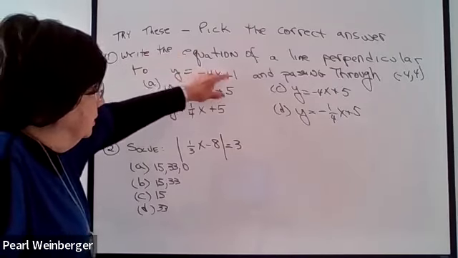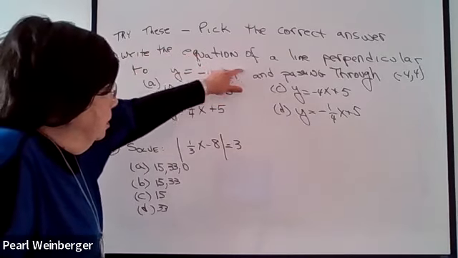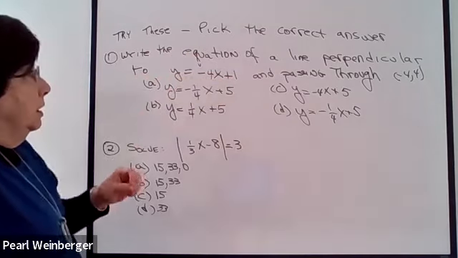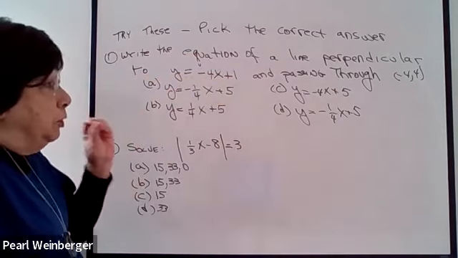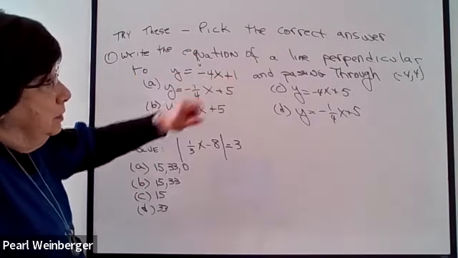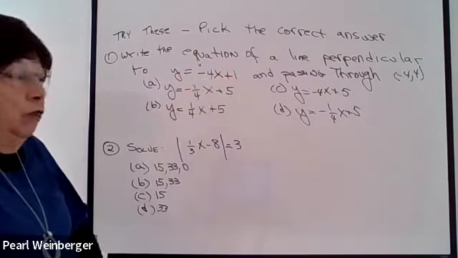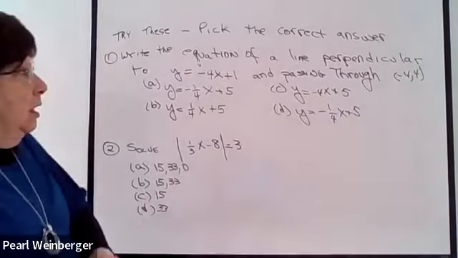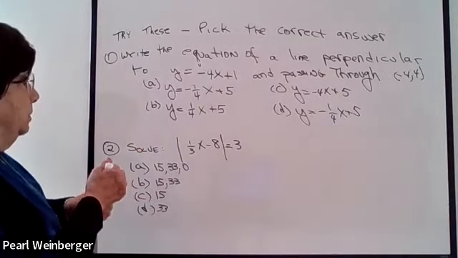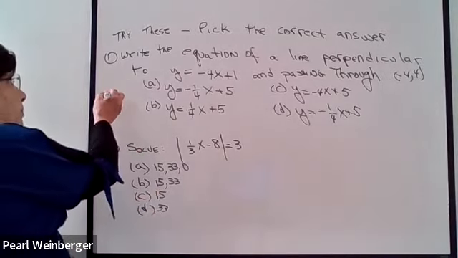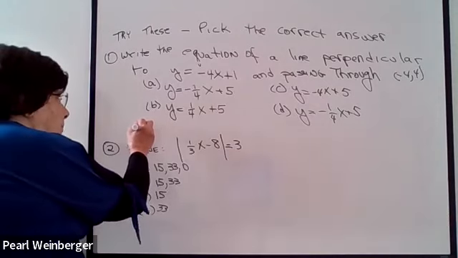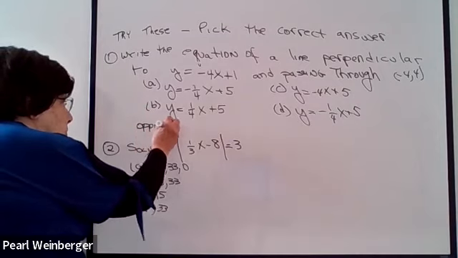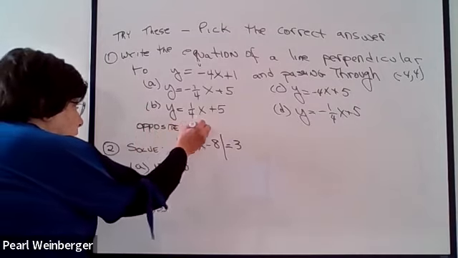So we're talking about the equation of the line y equals negative 4x plus 1. And we want a line that's going to be perpendicular to it and passing through the point negative 4, 4. So if we recall, in order for two lines to be perpendicular, the slopes have to be opposite reciprocals.